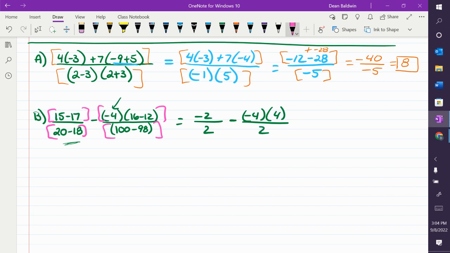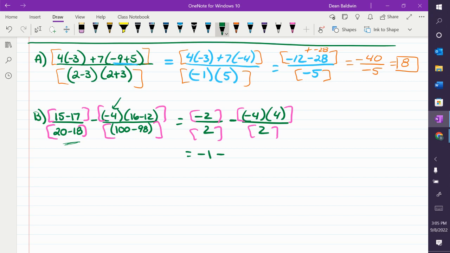Remember, I'll draw in all the brackets. Okay. Everybody with me? Yes. Okay. We can do this. A negative divided by a positive is negative. 2 divided by 2 is 1, and because it's negative, that whole thing becomes negative 1.